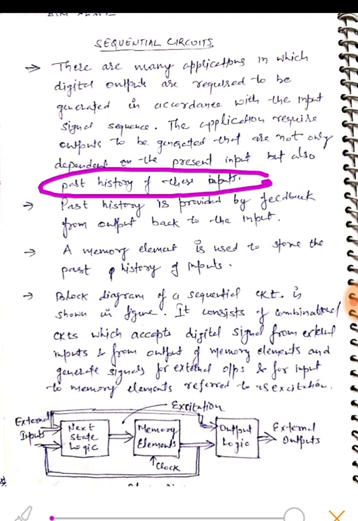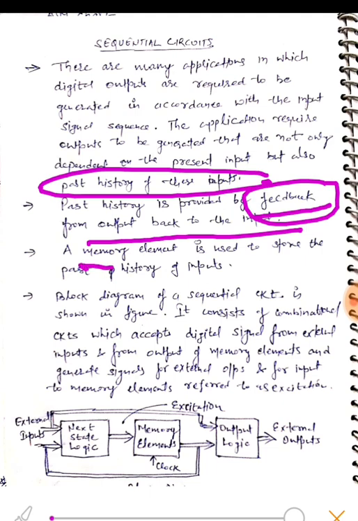So how will we provide the past history to our system? There will be a feedback connection from output to input. We will feed some part of the output back into the input using a feedback connection. For this purpose, we need a memory element, which is used to store the past history of inputs.